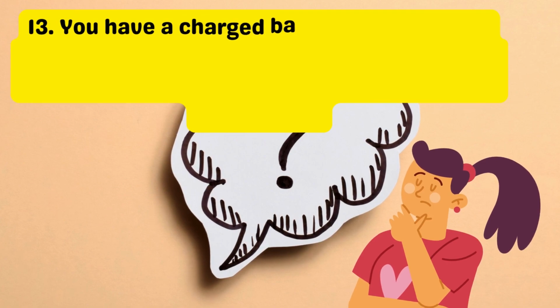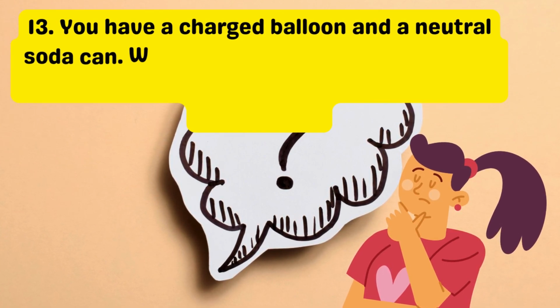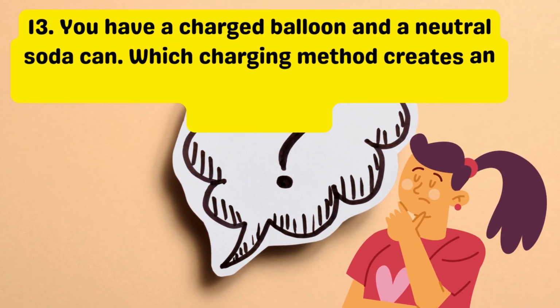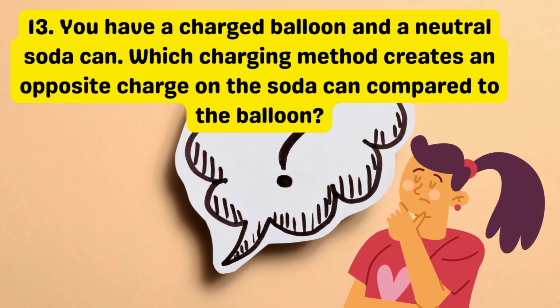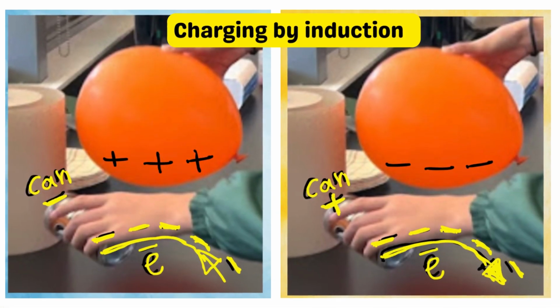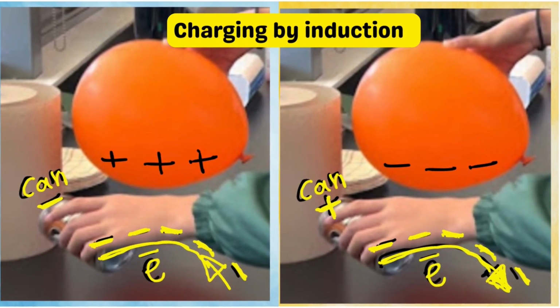Question 13. You have a charged balloon and a neutral soda can. Which charging method creates an opposite charge on the soda can compared to the balloon? Charging by induction, as explained in the previous question.